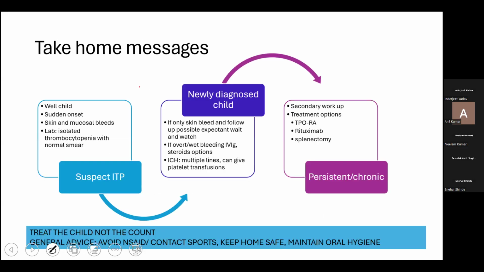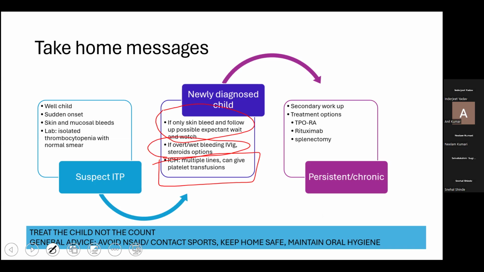So finally, I conclude with these take-home messages. Remember, when you have a well child with sudden onset skin and mucosal bleeds, and your CBC shows only a low platelet count with everything else normal, most likely you're dealing with an ITP child. If this child has only skin bleed, you can just wait and watch, regularly seeing them in OPD. But if there is significant bleeding, you can use IVIG or steroids. If there is an intracranial bleed, you can use multiple approaches and you can even transfuse platelets.